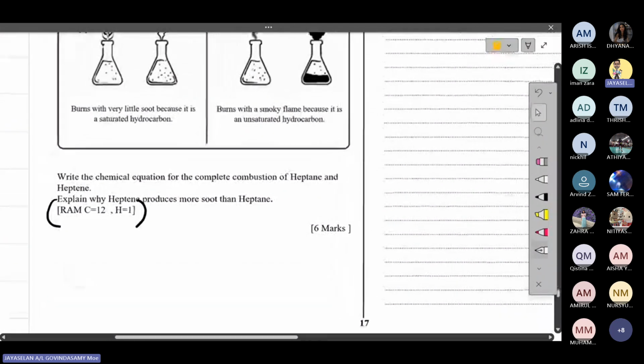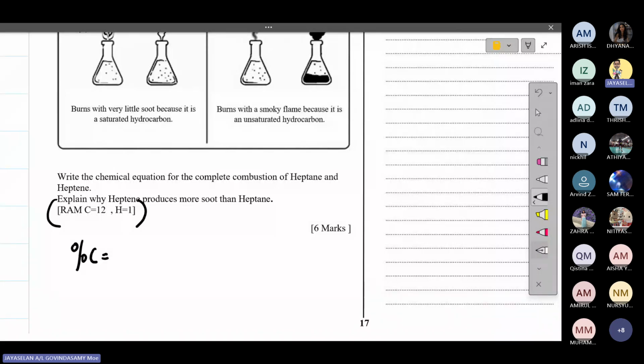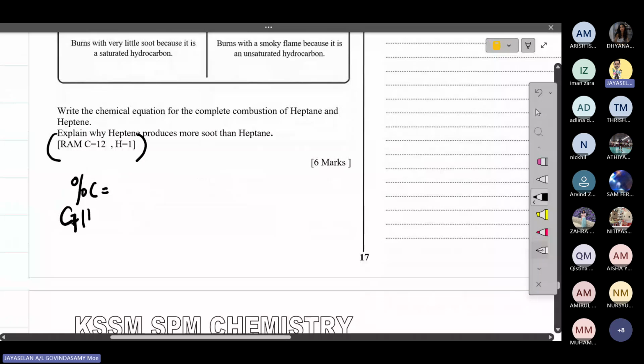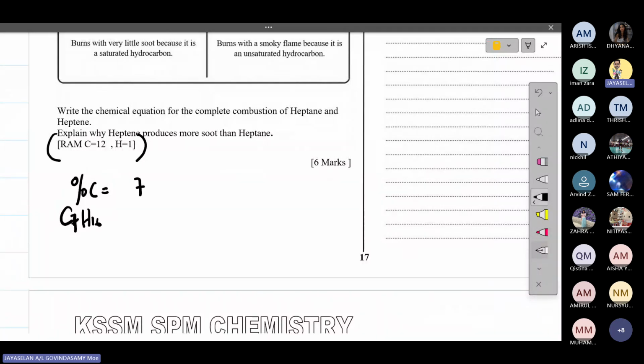Okay, how to find the percentage of carbon? When you get this, you must find what percentage of carbon is in heptane. C7, I put here C7. What is the formula of heptane? H16. So we have 7 carbon. So you multiply by the RAM of carbon, divide with the RMM of C7H16, times with 100 percentage.